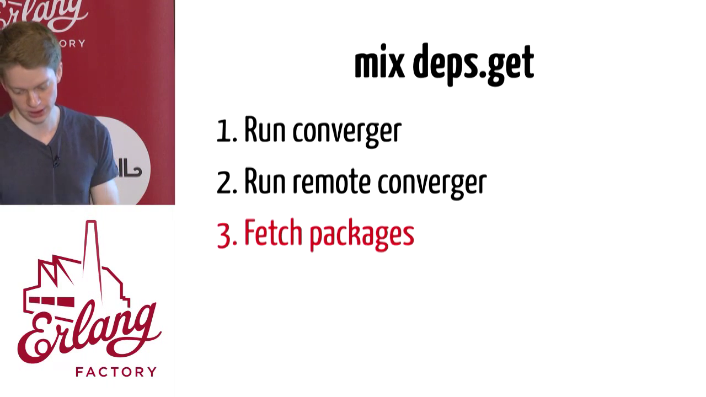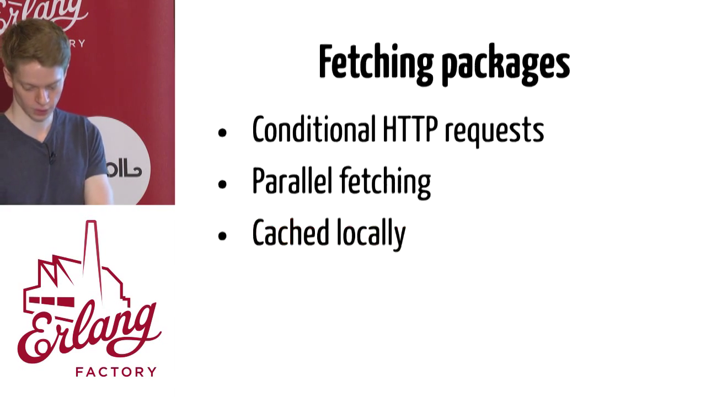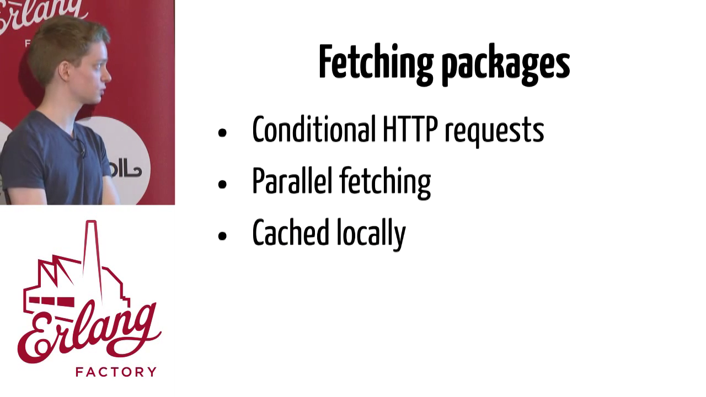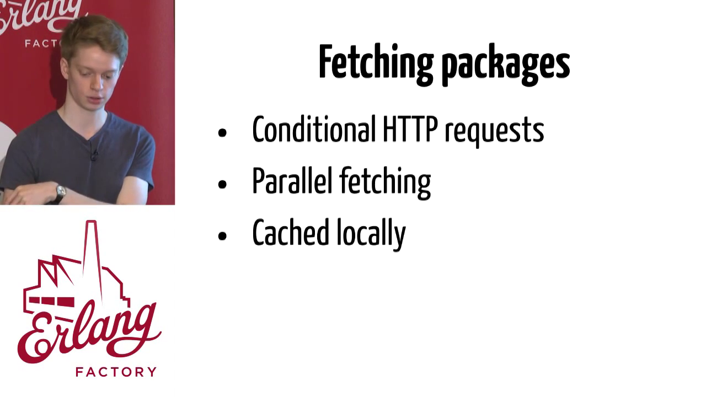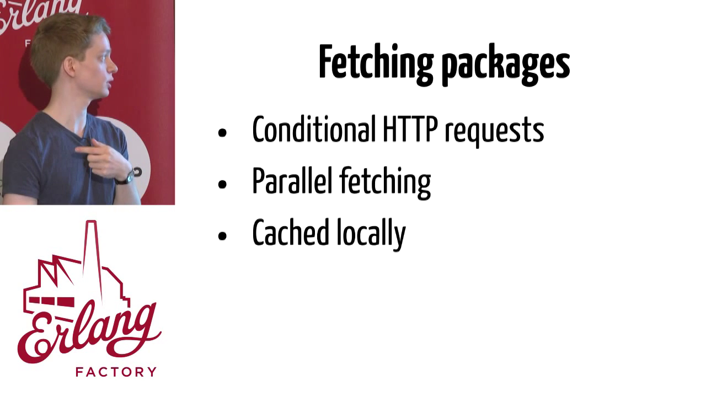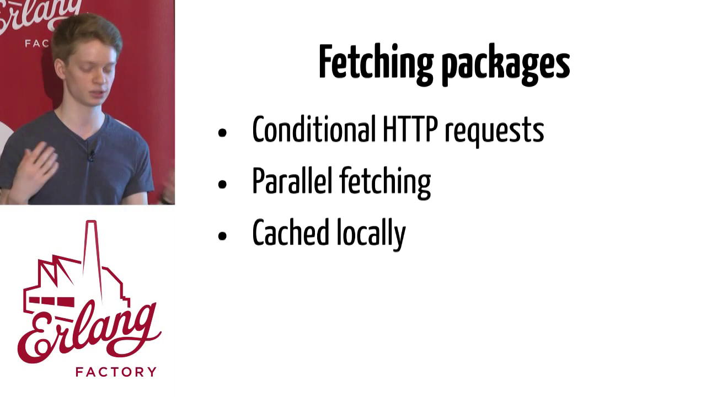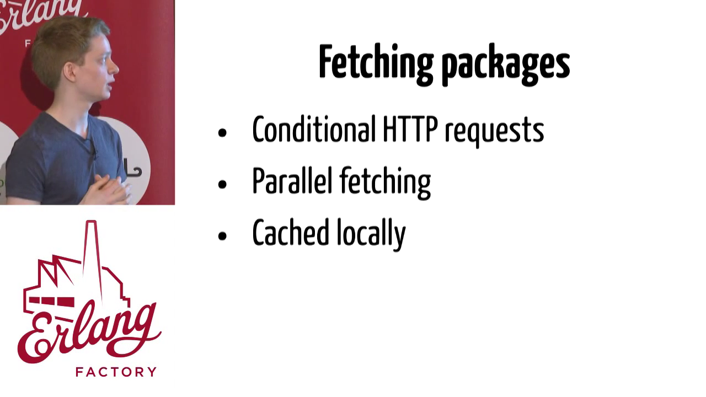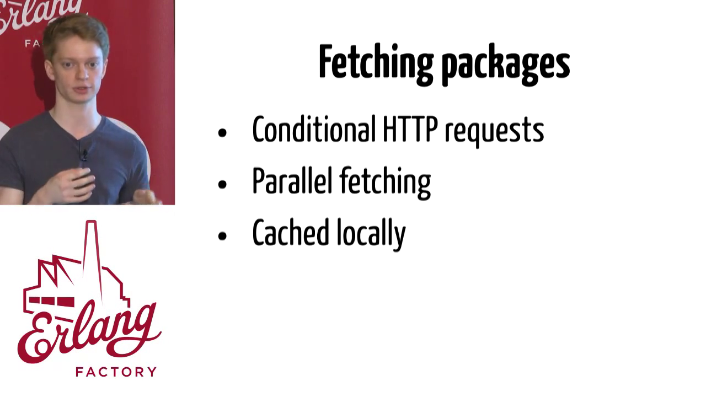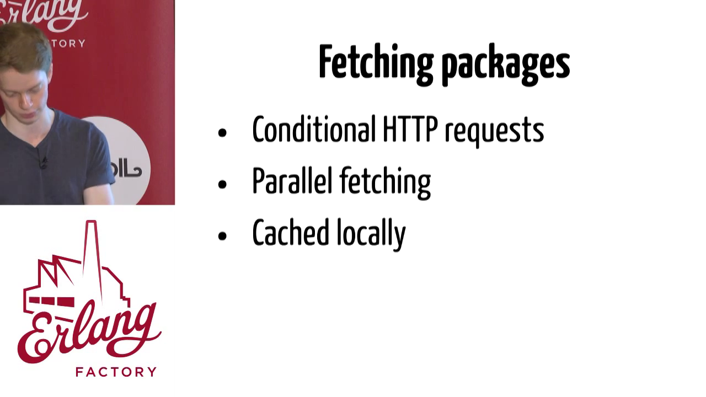So finally, in the deps-get process, we're going to fetch packages. We do this by doing HTTP requests to the CDN where we store the packages. We are starting to do parallel fetching of packages, which improved performance a lot, and we're caching the packages locally. So if your net is going to go down or something, we can use the packages that you have on your computer. And even before we started doing parallel fetching, this was a lot faster than shelling out to Git or something like that to fetch dependencies.